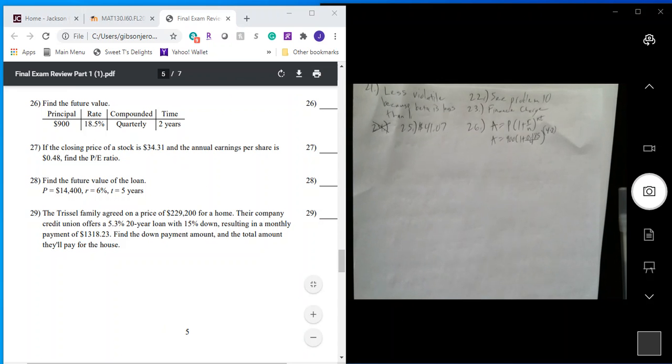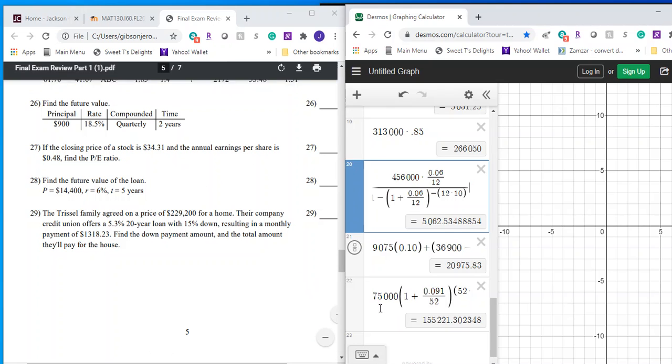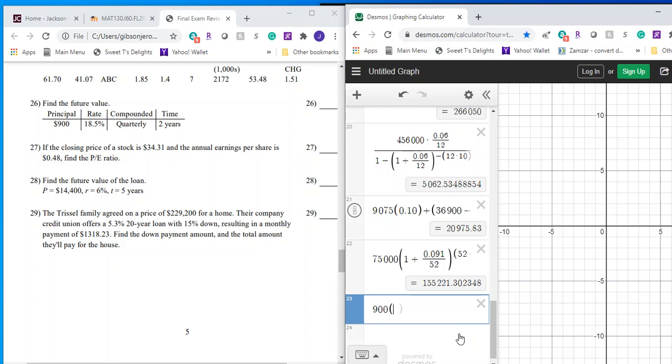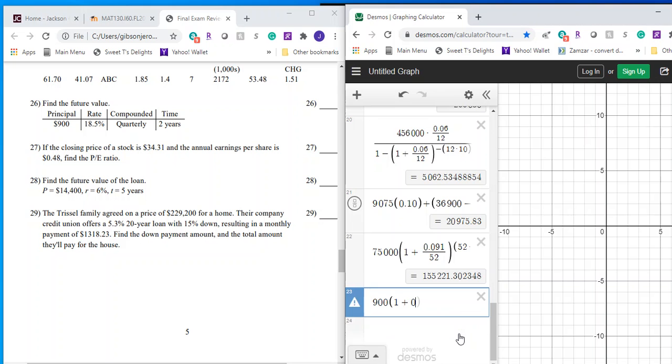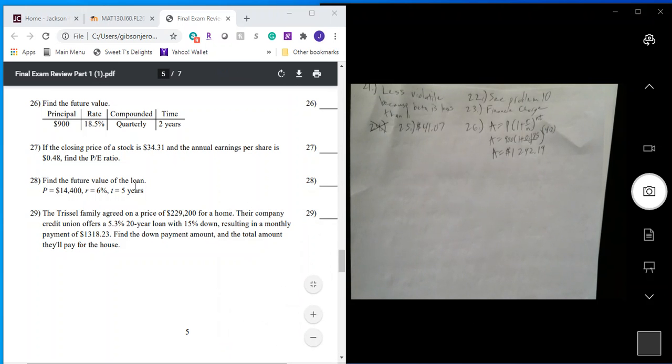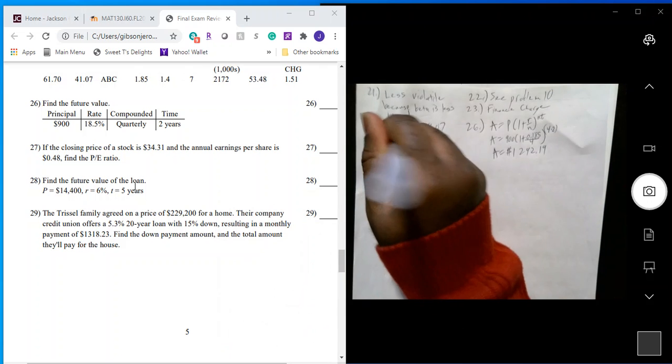So now we put this in our calculator. So when we put in our calculator, we have 900, parenthesis, 1 plus 0.185 divided by 4. We'll close that parenthesis. Then we would take this to the power of 8. So that would give us a future value of $1,292.19. Okay. Now we go to problem 27.